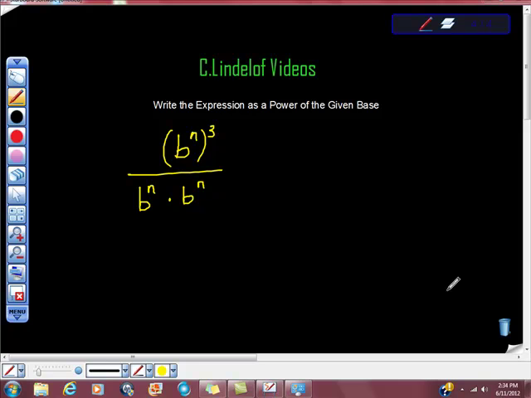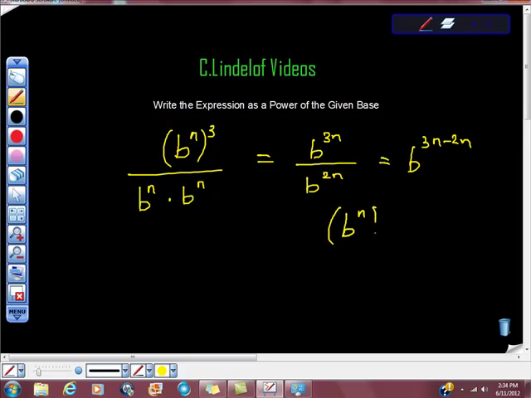Continue with exponents. We're asked here to write this expression as a power of a given exponent. So let's write it as a power of b. So what I'm going to do here is this. I'm going to use this rule, and we're going to get b to the 3n, aren't we? And then we know that b to the n times b to the n is b to the 2n, isn't it? It sure is. And then when we simplify this, we're going to get b to the 3n minus 2n, which is b to the nth power. Well, that one wasn't bad.